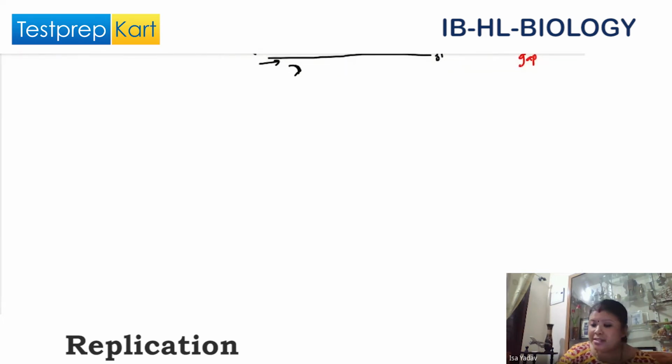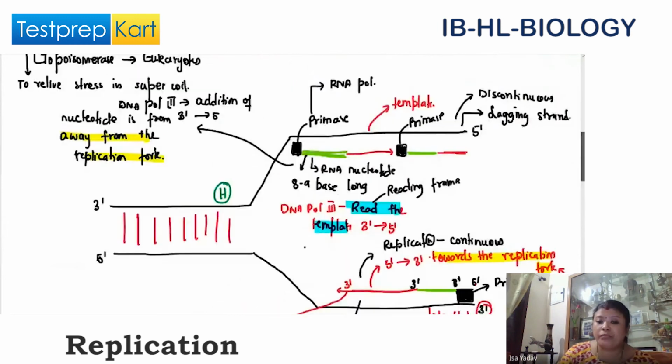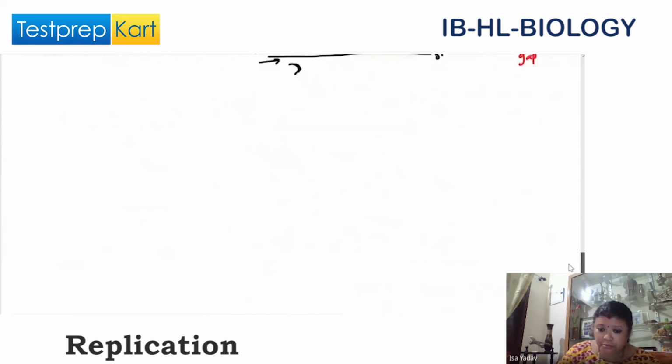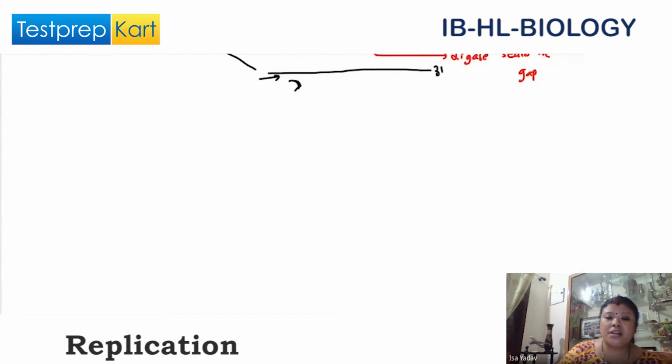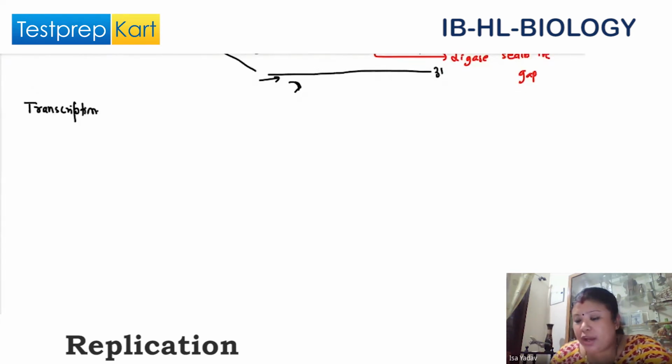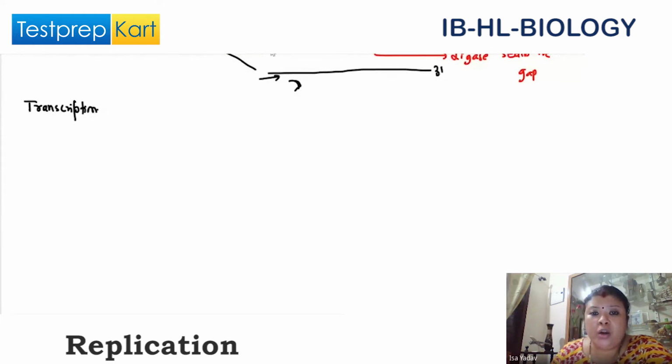So next, once the replication is done, now the replication is done. This is the end of replication. So let's see the next, that is the process of transcription. Transcription. In transcription, there is formation of RNA from DNA.